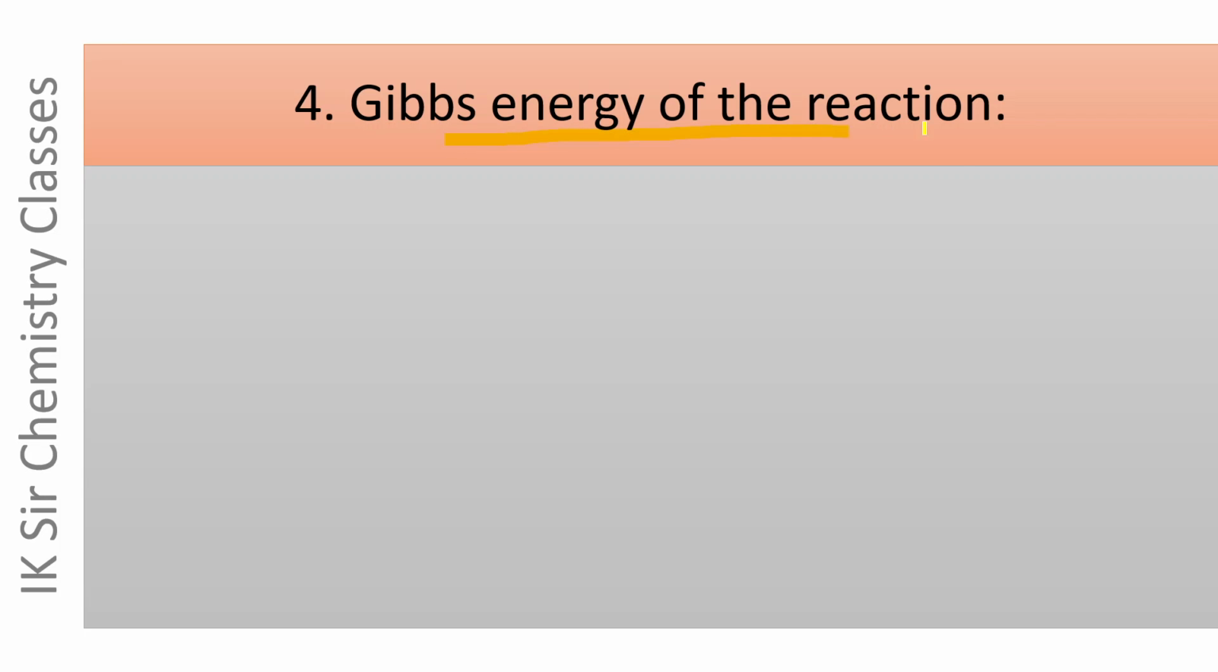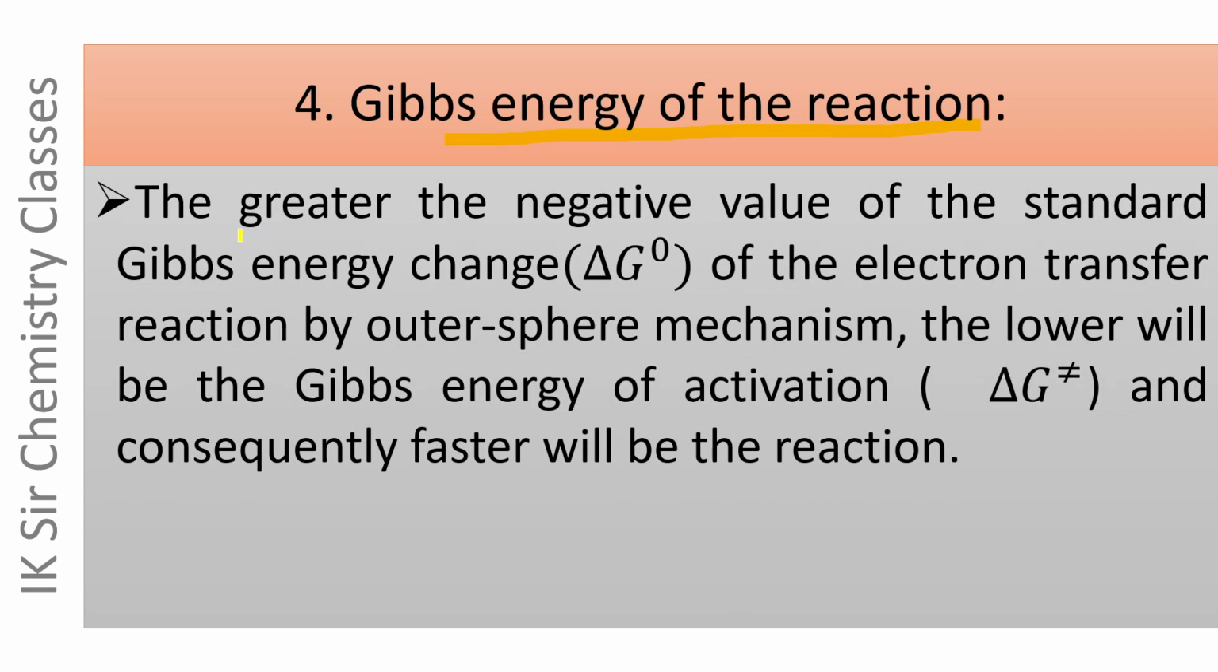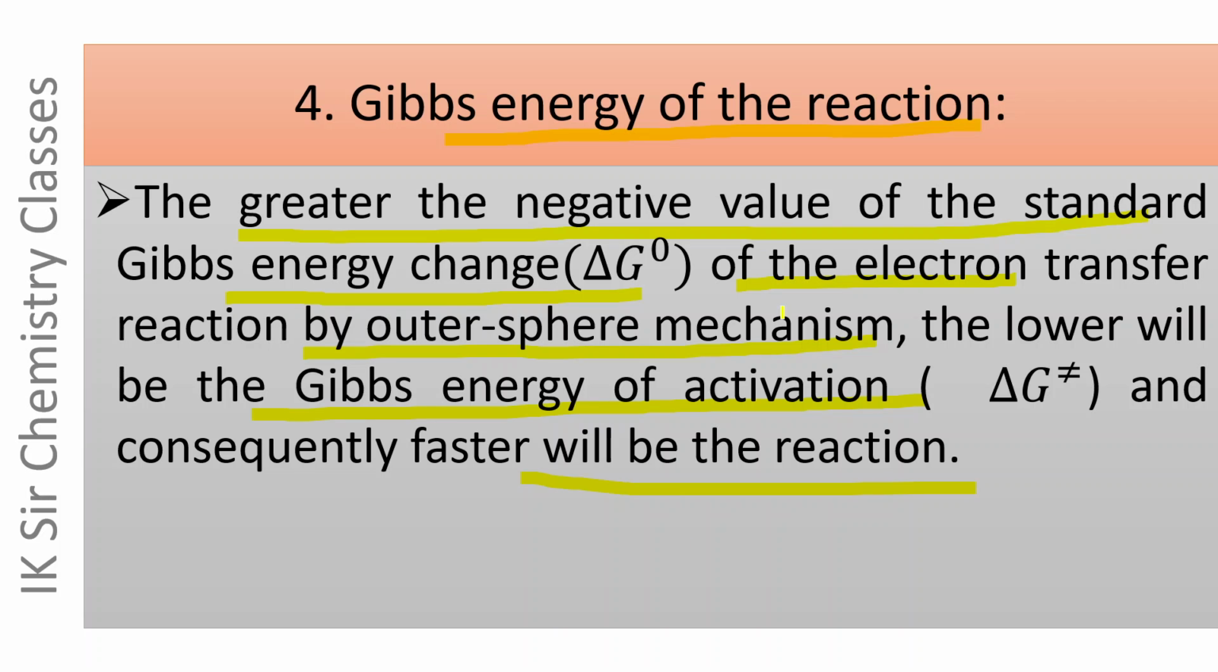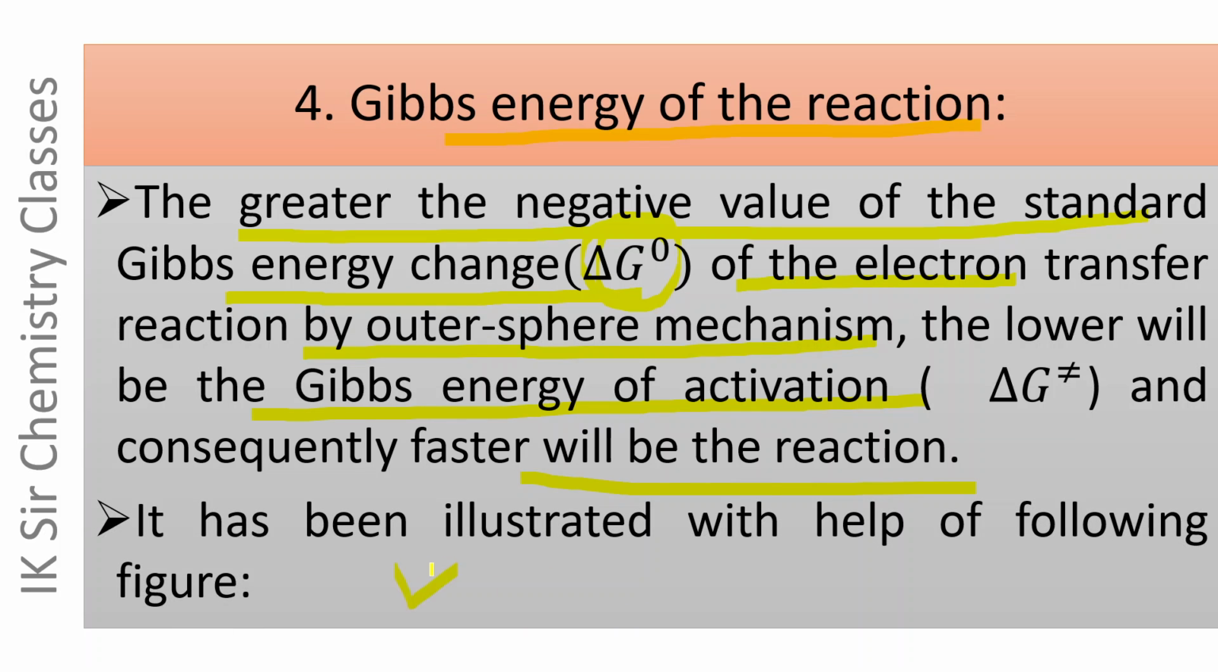Gibbs energy of reaction. The greater the negative value of standard Gibbs energy change delta G naught of the electron transfer reaction by outer sphere mechanism, the lower will be the Gibbs energy of activation, and consequently faster will be the electron transfer reaction. Greater the negative value of standard Gibbs energy change of the reaction, smaller will be the Gibbs energy of activation. It has been illustrated with the help of the following figure.